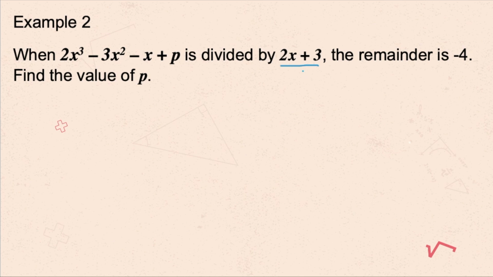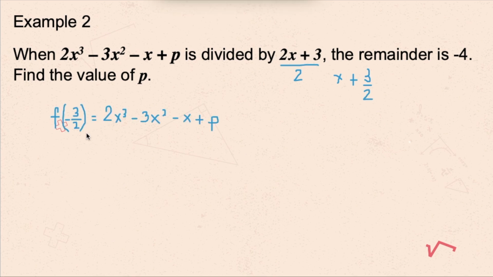So do the same thing. You have to divide this by the leading coefficient to make it 1. So 2x plus 3, we will divide both terms by 2. So cancel out 2, we'll have x plus 3 halves, which means we're going to use negative 3 halves as your x in f of x. So having this, f of negative 3 halves equals 2x cubed minus 3x squared minus x plus p. So we'll substitute negative 3 halves in all x's.